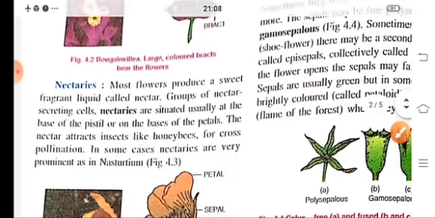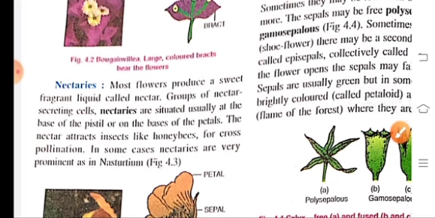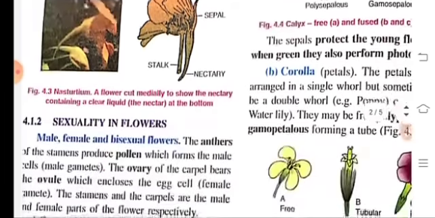Now nectaries are also present in the flower. Now these nectaries contain the nectar, which is meant for attracting the insects, because insects sit on these flowers to suck the nectar, because it is a food for the insects, and through this pollination also takes place. So these plants have nectar in them.